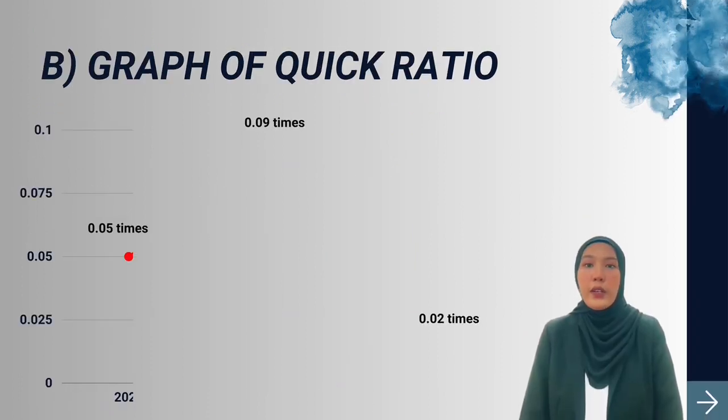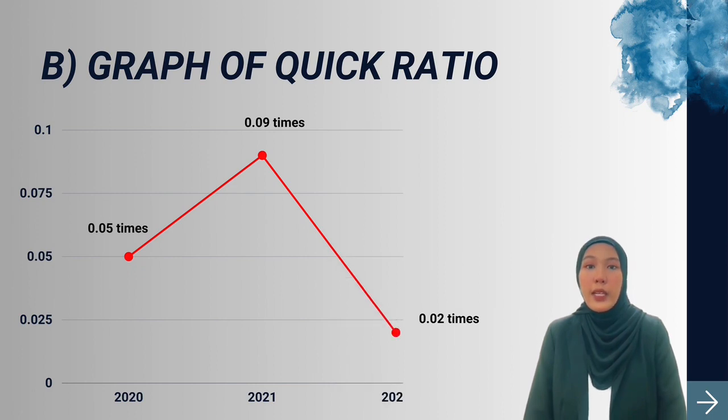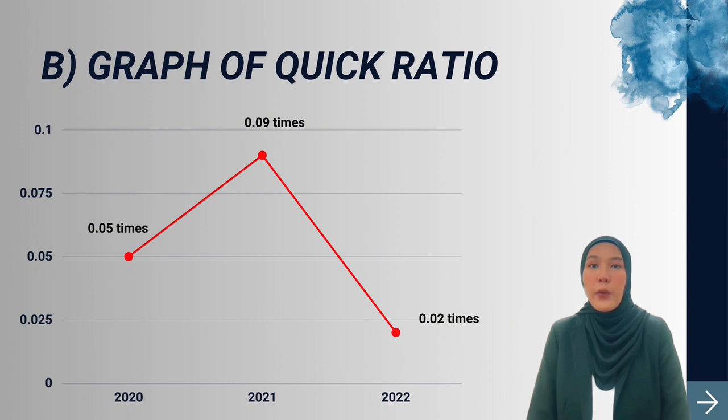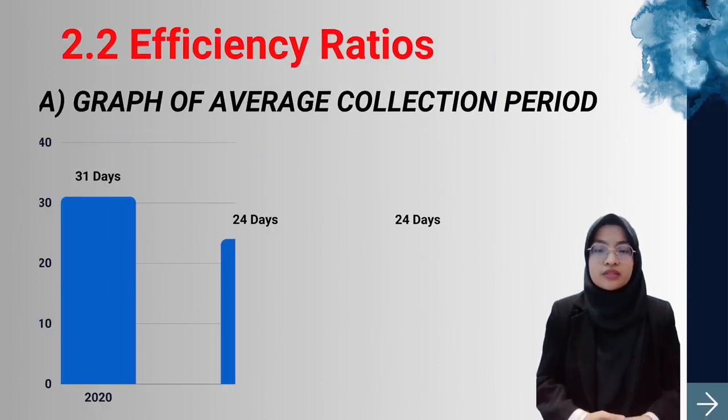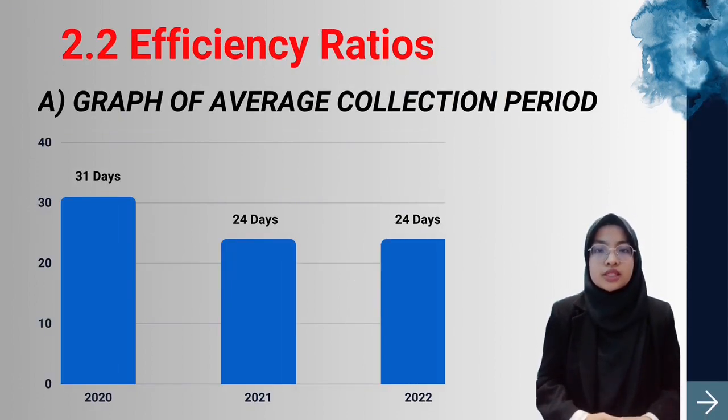Second one is quick ratio, and as you guys can see from the graph, in 2021 the quick ratio is the highest of the 3 years, which is 0.09 times, and I think Nestle company still cannot pay immediately. I will explain that the first efficiency ratio is the average collection period.